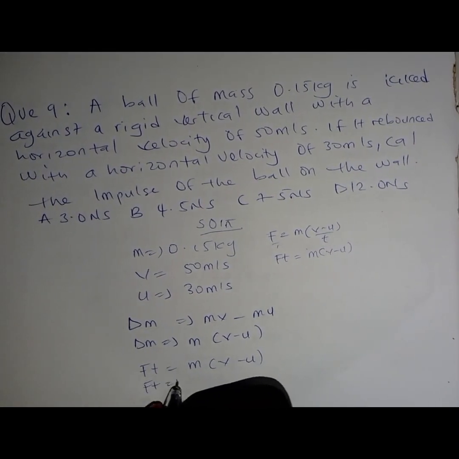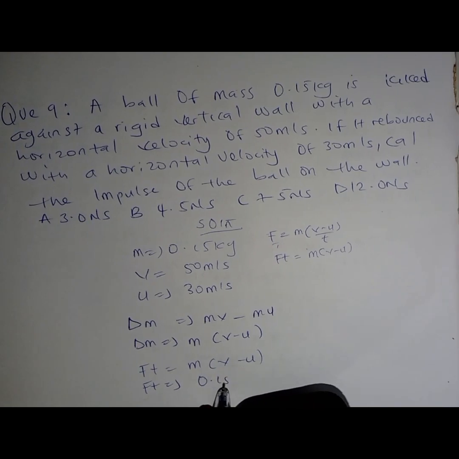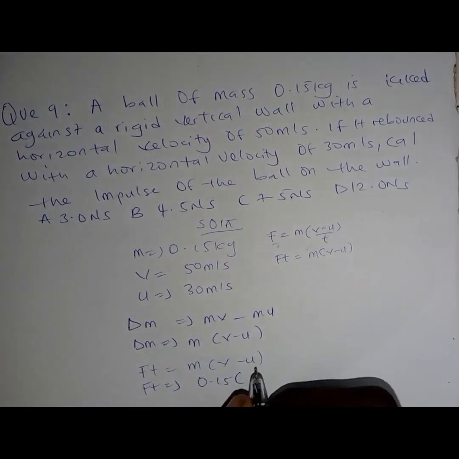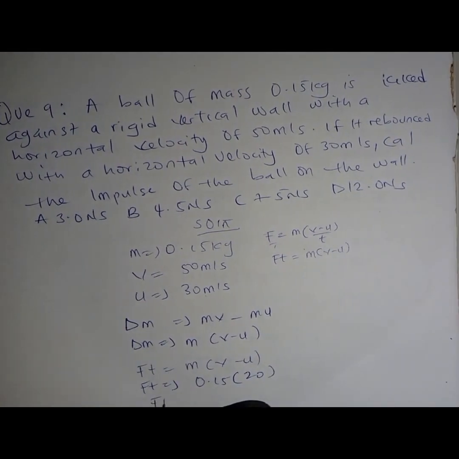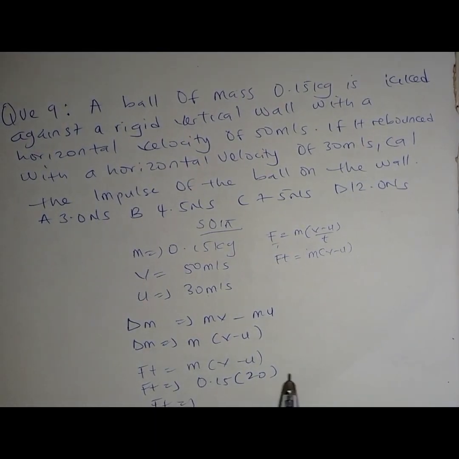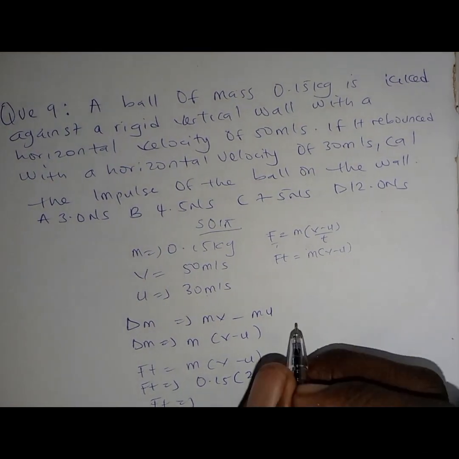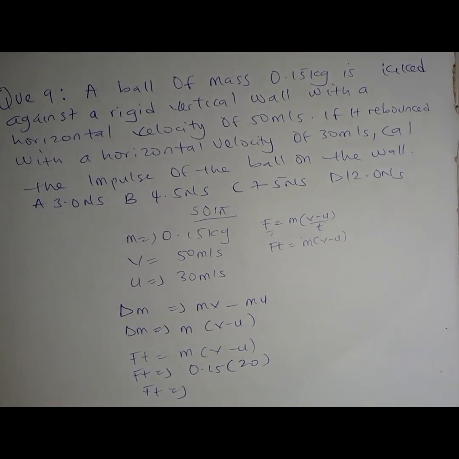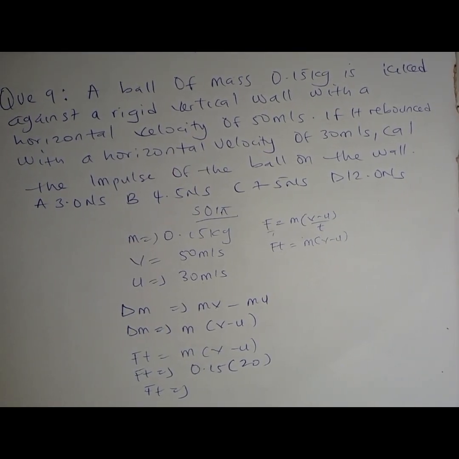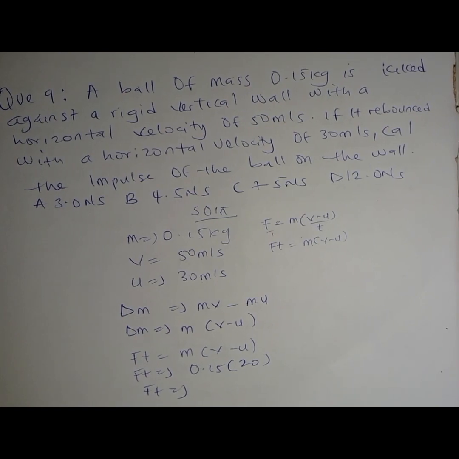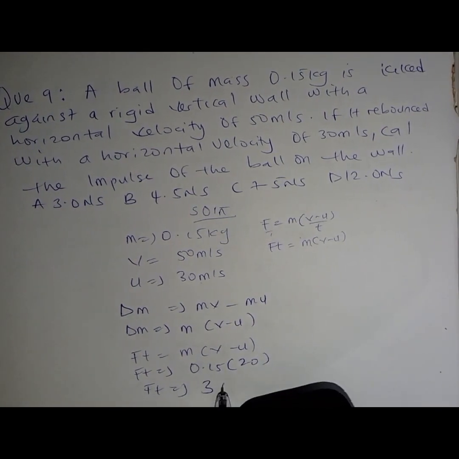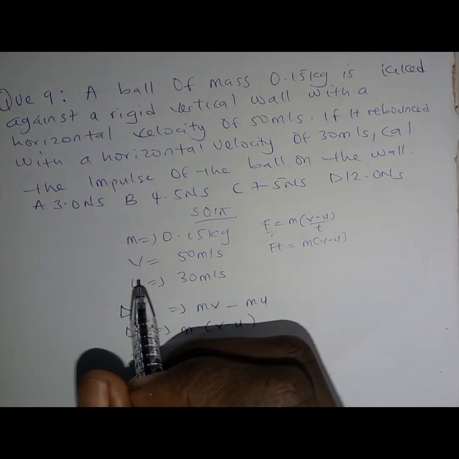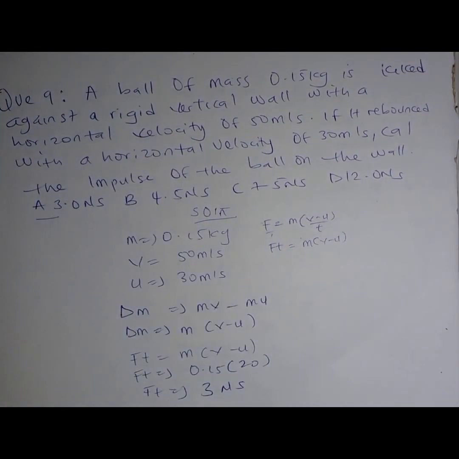Now my Ft equals, the mass is 0.15, and the difference between the two velocities, 50 minus 30, is 20. Therefore my impulse, which is Ft, can now be 3. Now the unit is Newton seconds. Ft, Newton seconds. So my impulse can now be option A.